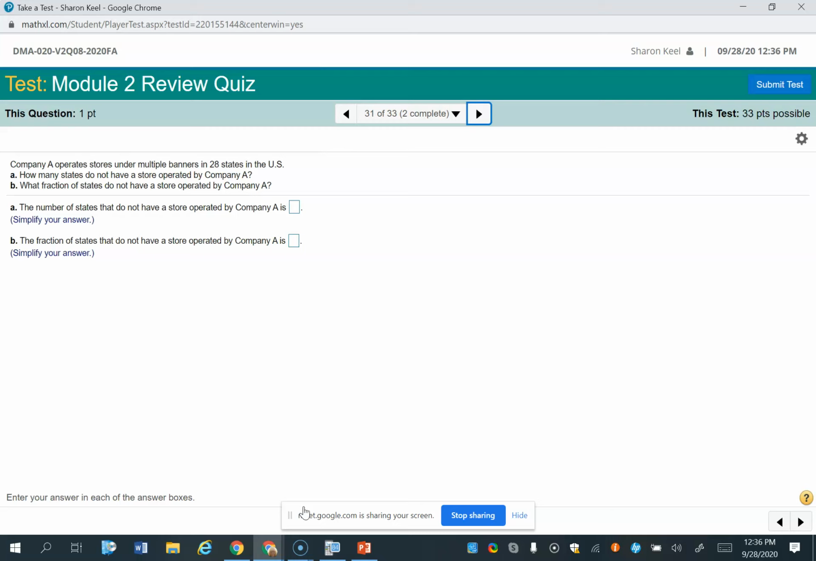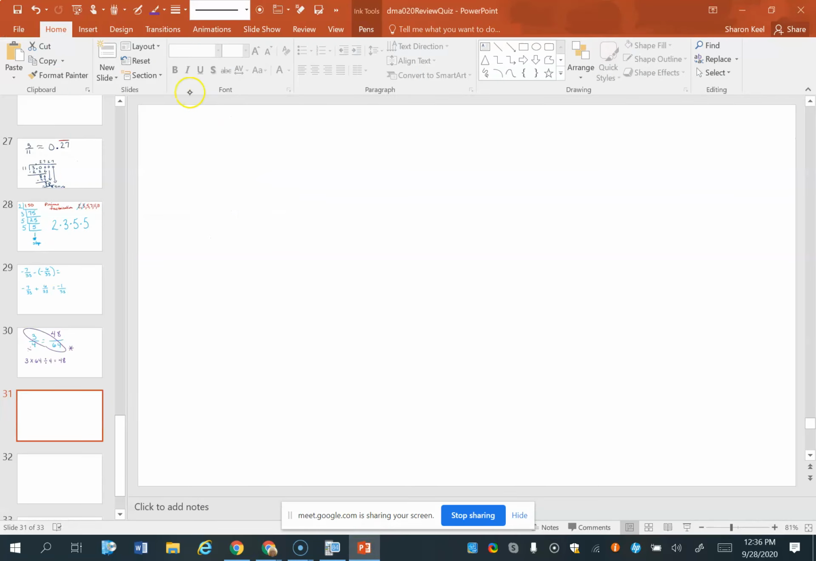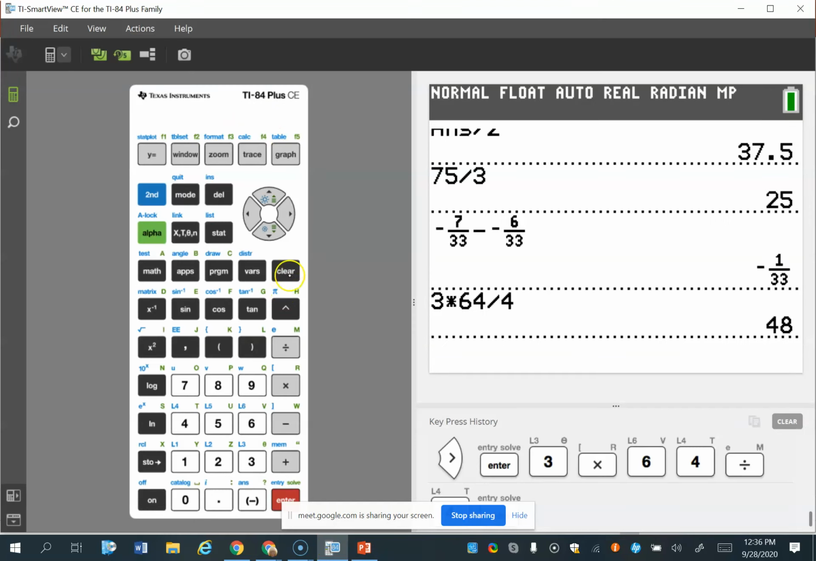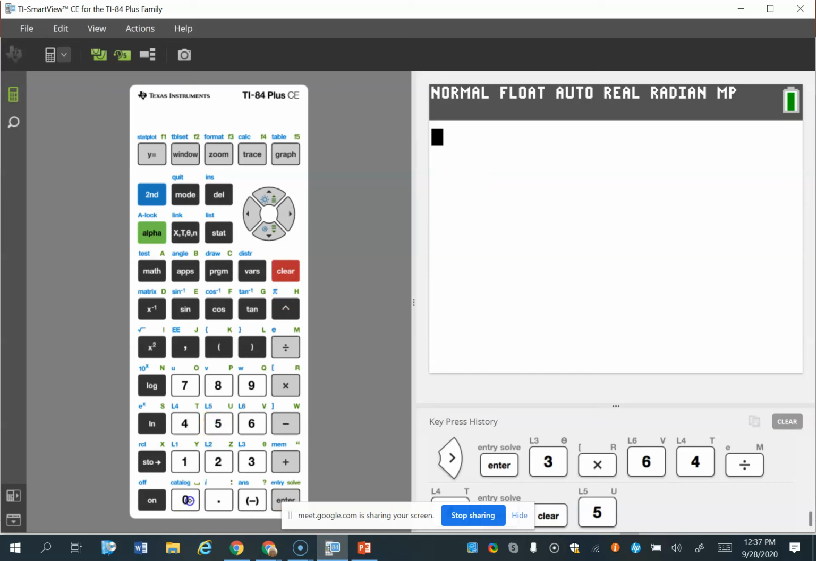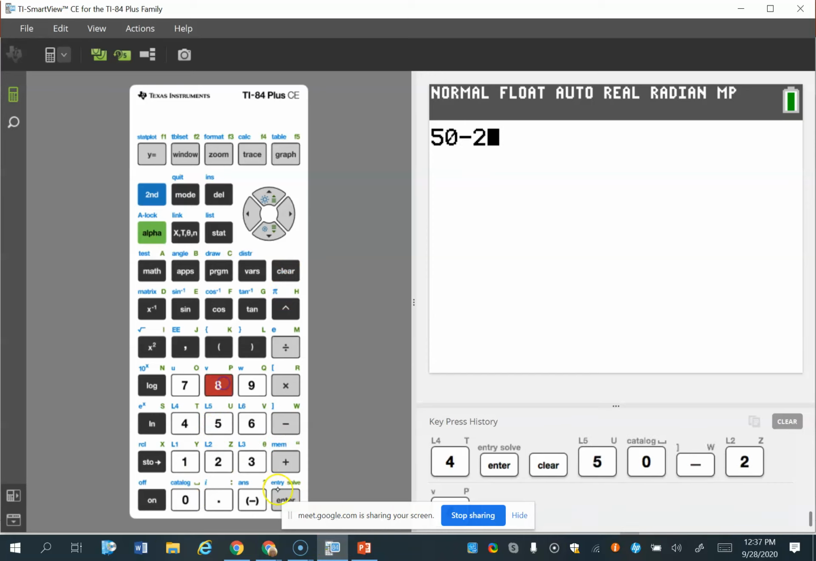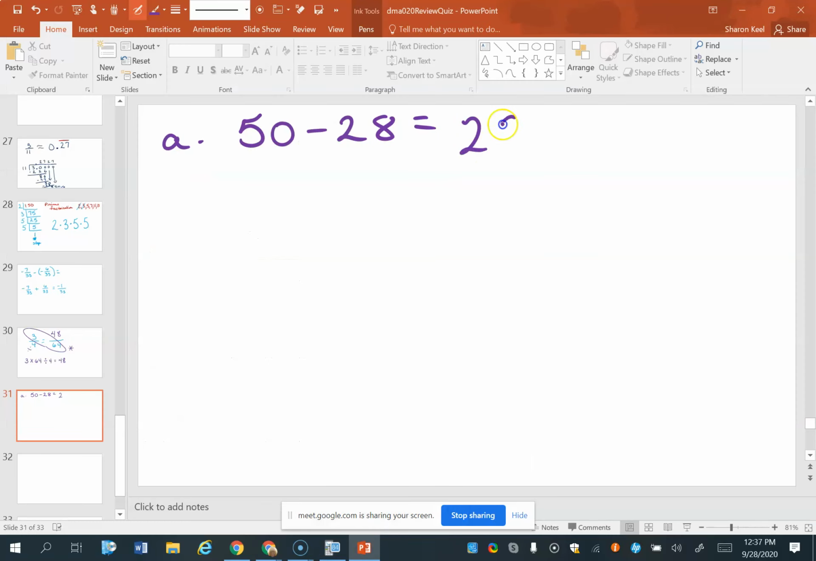Company A operates stores under multiple banners in 28 states in the U.S. The first question is, how many states do not have a store operated by Company A? Okay, they don't tell us, but how many states are there in the U.S.? There are 50 states, subtract the 28. So our 50 states minus the 28 tells us how many are not operated: 22 states.